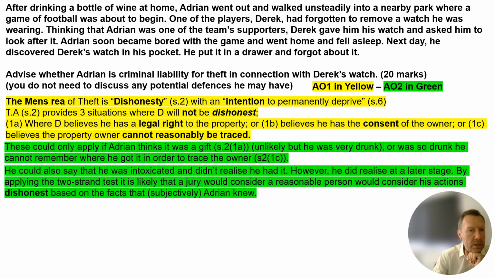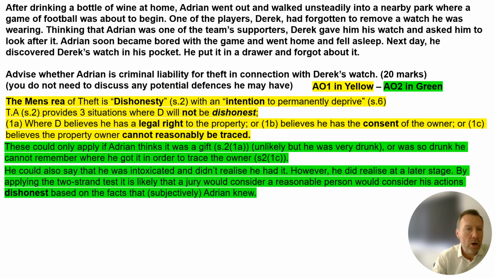Also, under section 2.1c, it's not considered dishonest if the defendant believes the property owner cannot be reasonably traced, and that can apply to some lost property where the defendant genuinely thinks there's no chance of finding who this property belongs to and therefore keeps it. The Act would say that might not be dishonest. And we can apply that here because it's possible he was so drunk. We're not giving him a defence of intoxication here. We're just saying he might have been so drunk he can't remember where this watch came from and therefore has no chance of reasonably tracing the owner.